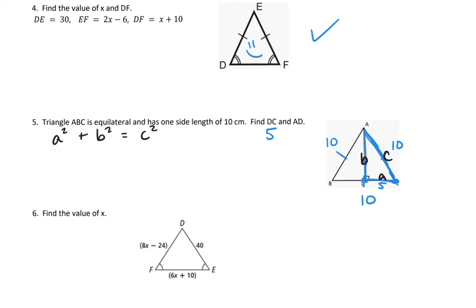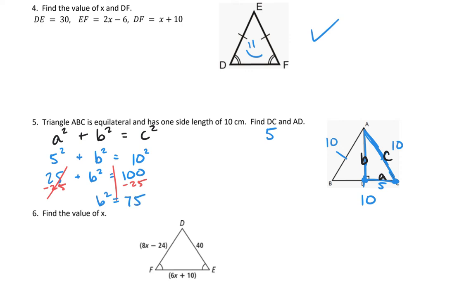So if I said that A was 5, that's going to say 5 squared. If I said that B was, I don't know, then I'll leave it as B squared. And C squared is 10 squared. 5 squared is 25. B squared is B squared. And 10 squared is 100. I need to solve that, so I'll subtract 25 on both sides. And B squared equals 75.